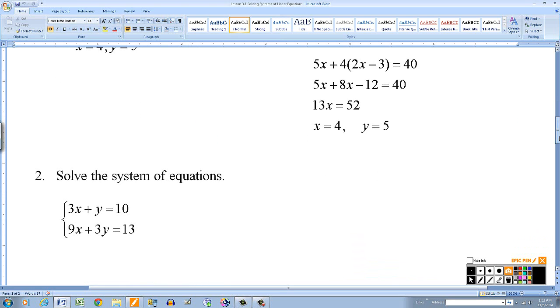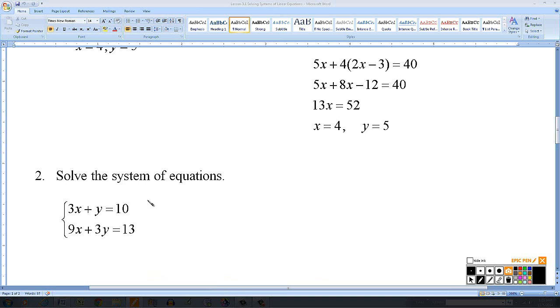Now the next one, solve the system of equations, and I have 3x plus y is equal to 10, 9x plus 3y is equal to 13. So again, I'm going to multiply the first equation. Okay, I want to cancel the y. It doesn't matter which variable, but I'm going to cancel the y. So I'm going to multiply the first equation by negative 3 all the way across, and then add.